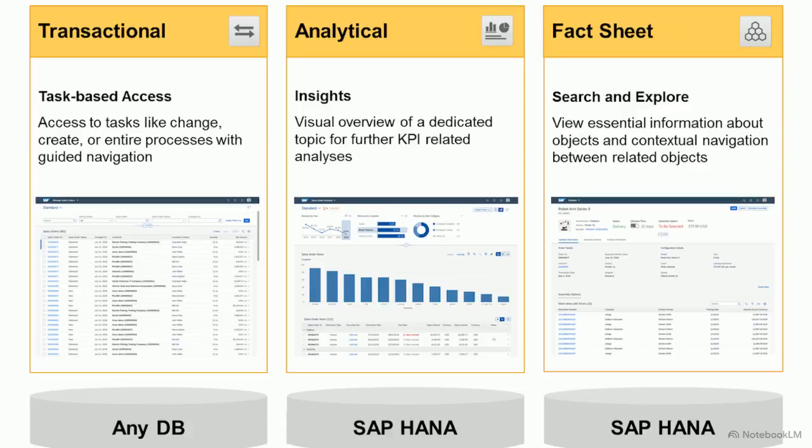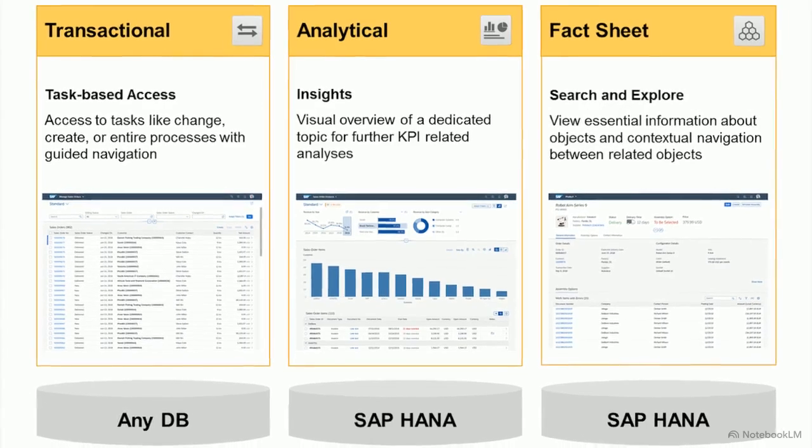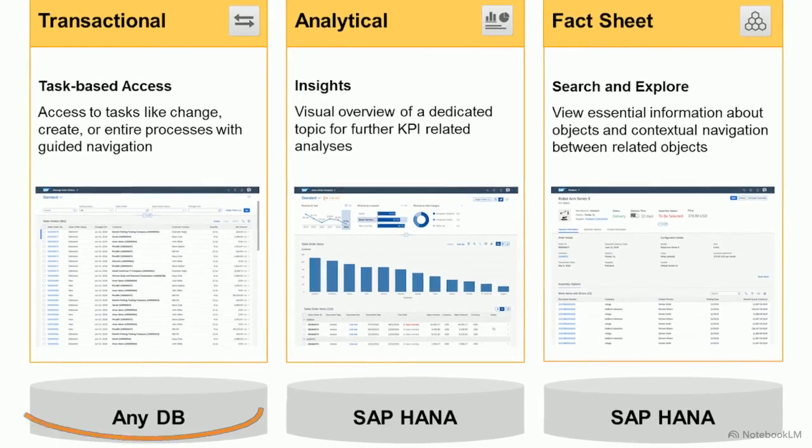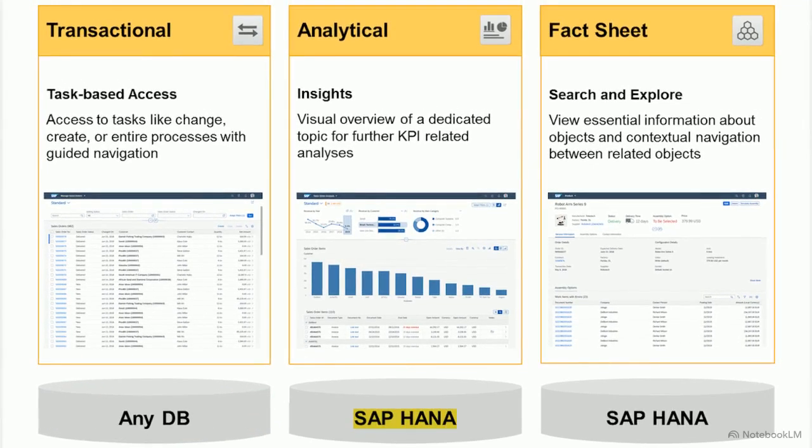Each tile in these sections functions as a gateway to one of three distinct application architectures. Transactional apps provide the baseline tools. They offer guided navigation for core tasks, such as creating or changing documents. While transactional apps run on most standard databases, more complex processing requires a shift in power. Moving into analytics requires the speed of SAP HANA.